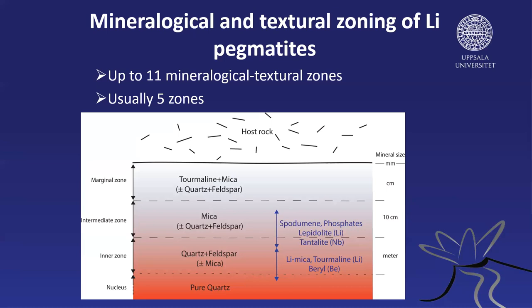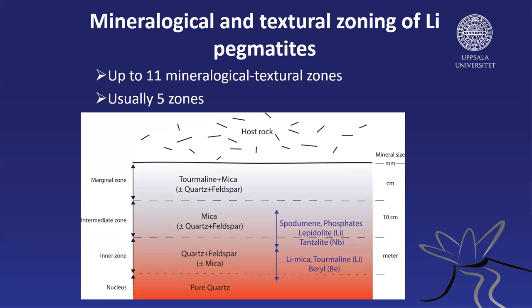The next zone, the intermediate zone, is dominated by mica. We can find quartz and feldspar. The size of the minerals is much smaller, still 10 centimeters. That's pretty decent for a crystal. And we have spodumene, phosphates, and lepidolite in terms of minerals of economic interest. And finally, the last zone, named the marginal zone, we have tourmaline and mica, a bit of quartz, and feldspar.